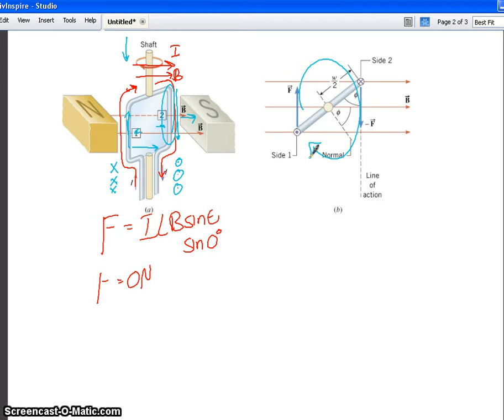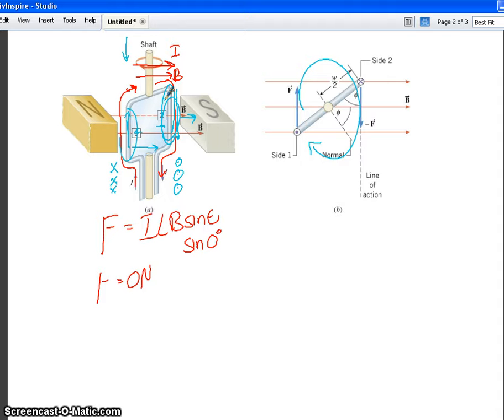For the purposes of AP Physics, that's really all you have to know for this. You have to be able to look at a picture, do the right-hand rule to both sides, and figure out which way it's going to rotate. Okay? And that's pretty much it.